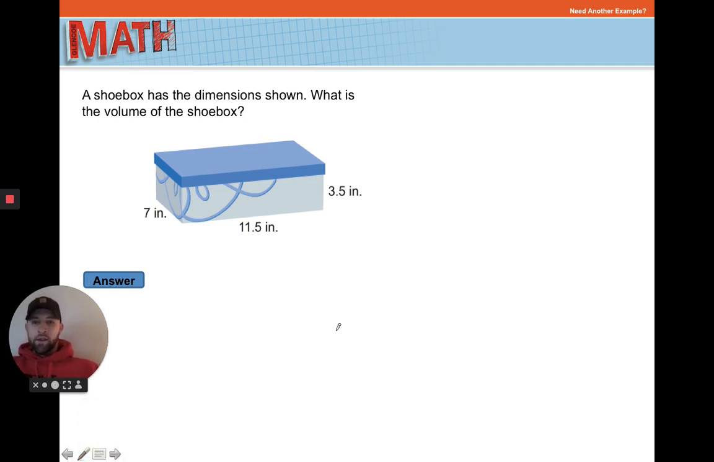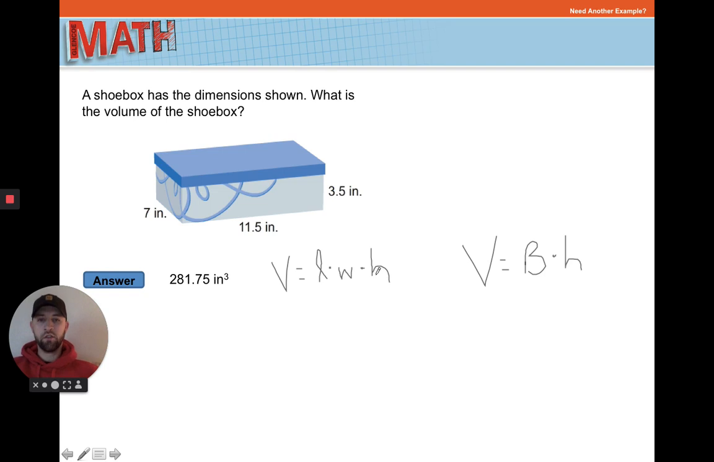All right, the shoebox has the shown dimensions below. What is the volume of the shoebox? All right, we're gonna do two separate ways again. They'll give us the answer here, just so we have it. I'll go ahead and solve it. Let's see what we can do. Volume is equal to length times width times height. Okay, that'll be the first way, and then we'll use this one for the second way. The volume is equal to the area of the base times the height. Okay, let's do this first one first.